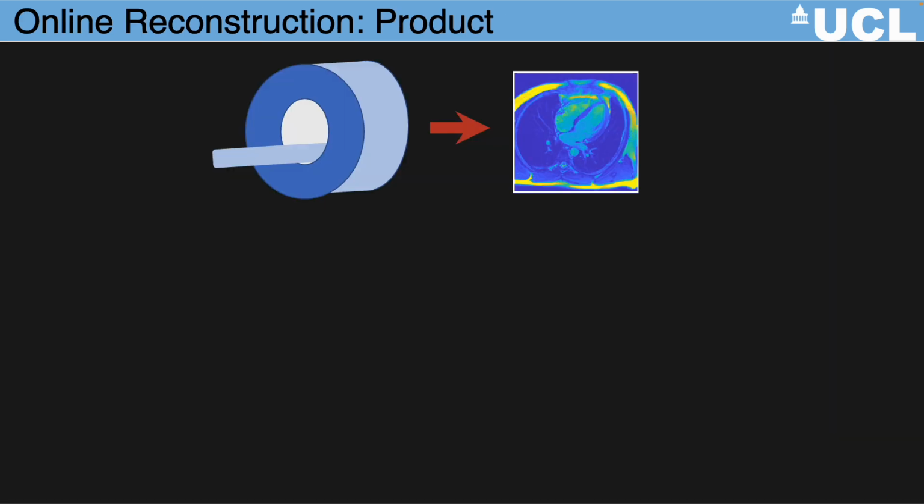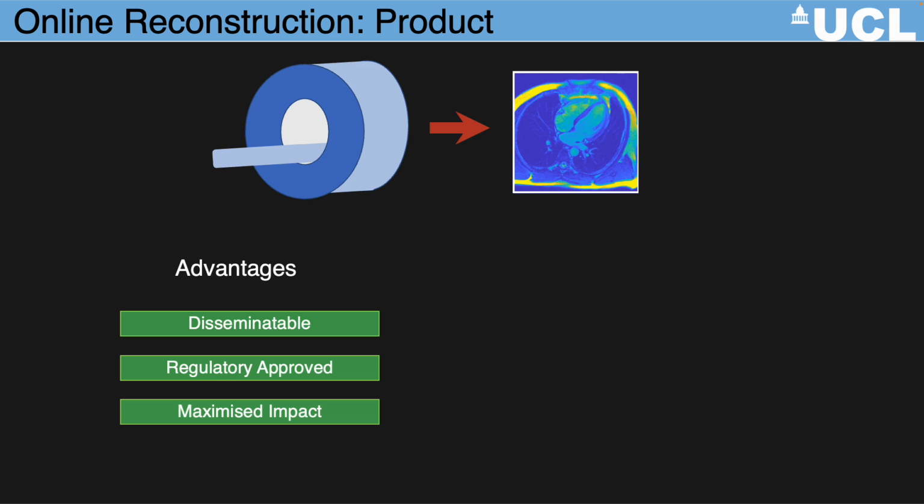Despite the flexibility and impressive reconstructions which can be achieved with offline and custom-made online methods, unfortunately none of these methods are approved for clinical use. Therefore, the ultimate goal, to truly get our advanced reconstructions translated into the clinical setting, is that we have to get them turned into product by the vendors. This allows them to be disseminated to many sites where they can have maximum impact. To do this, the vendors have to undergo full regulatory approval, demonstrating accurate and reliable results.